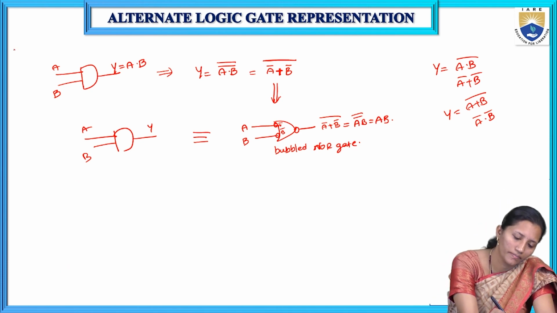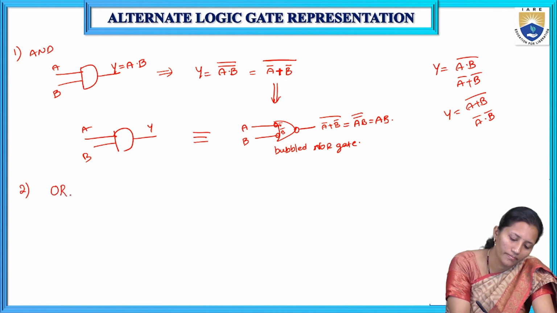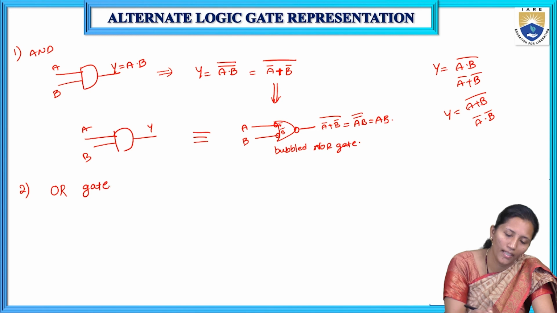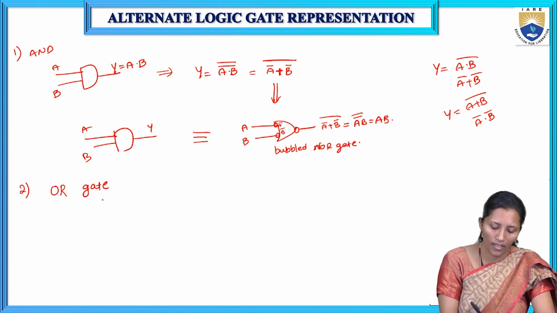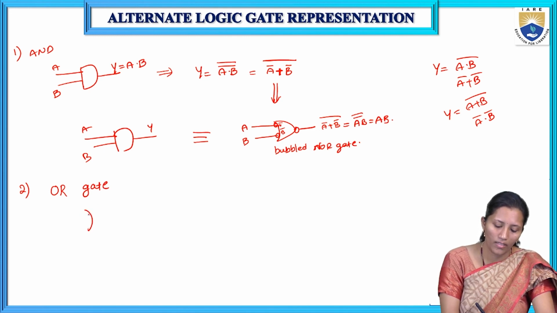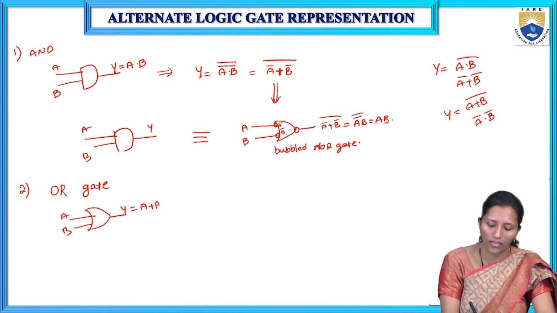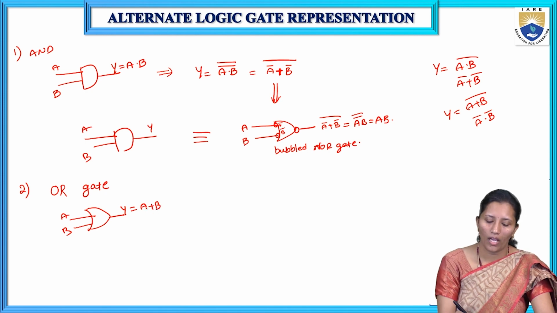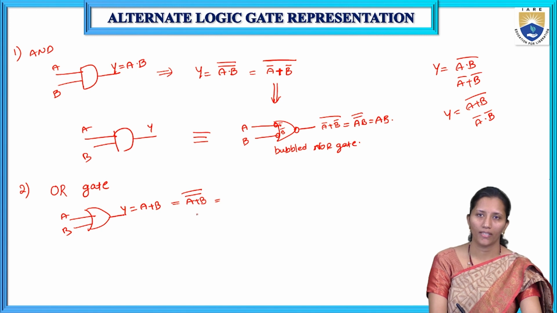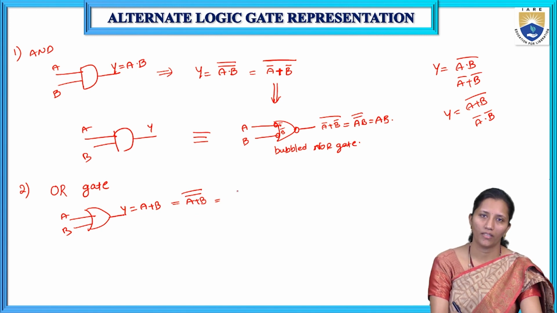So next, the second one is the OR gate. This is the OR gate with inputs A, B and output Y. We can write that as Y is equal to A plus B. Here we are going to apply De Morgan's law. (A plus B bar) whole bar is nothing but A plus B only.